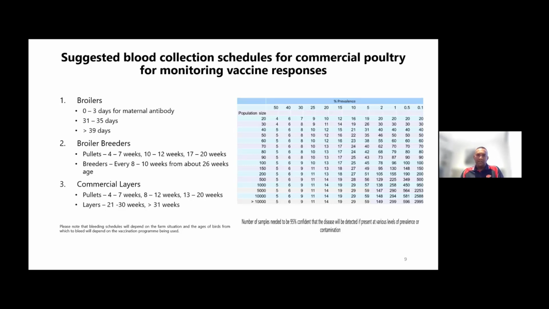Sample size, to be able to get a 95% confidence interval. The table on the right just shows the number of samples we need to collect to detect at least between 0.1 and 5% of infection. Normally, I target between 23 and 25 samples per flock of 10,000 birds.